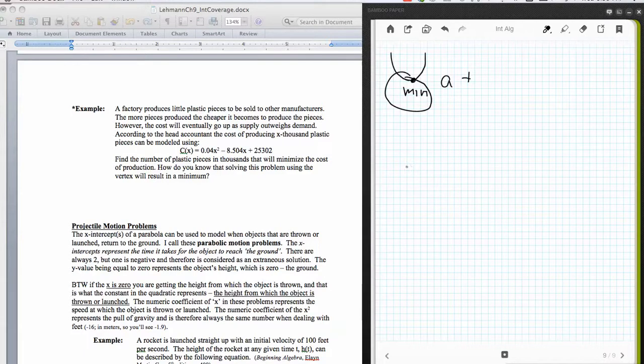All right, hopefully you've paused and you've tried to do this on your own. So what we're being asked to find is the vertex of this. And the x of the vertex is going to be the answer to our original question. The x, which is equal to minus b, all over 2a, tells us the minimum number of pieces required to minimize the cost.